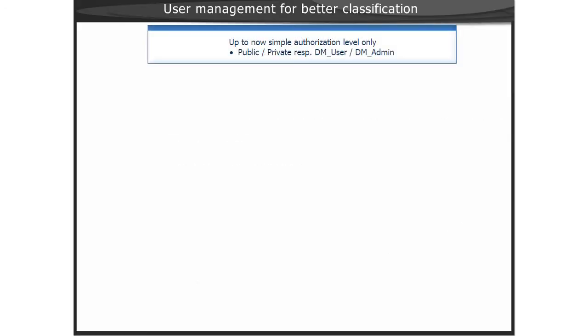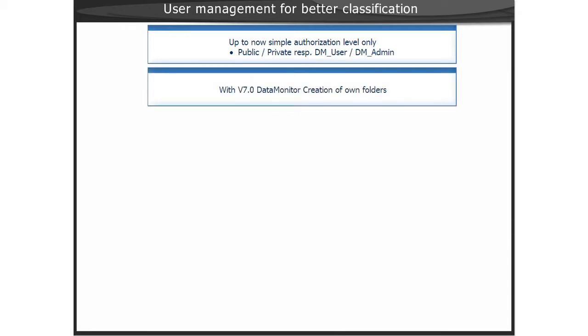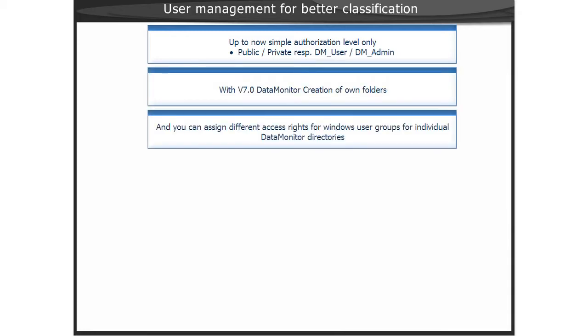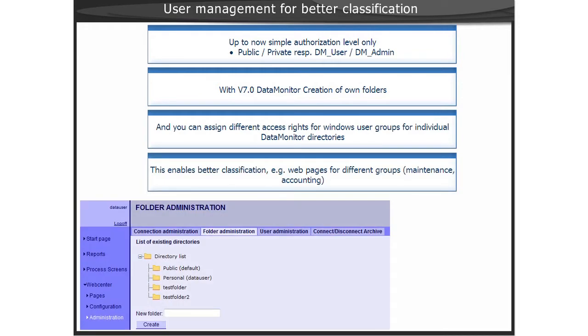Web Center pages and reports are stored in directories on the Data Monitor server. The directories public and private exist by default. Every user has a private directory, which only that user has access rights to. You can create other directories as a member of the dm_admin group.